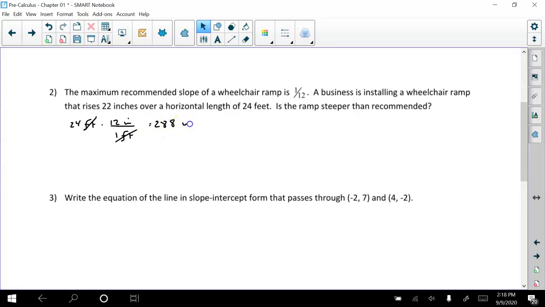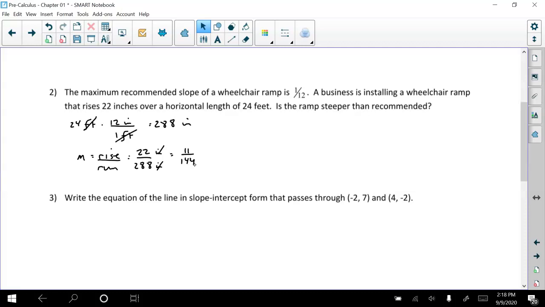288 inches. So now our slope, our rise over the run. Our rise, it's rising 22 inches over 288 inches. The units cancel out, which is good. And now we can reduce that to 11 over 144. Now we want to make sure it's not steeper than 1/12. So we want 1/12 to be the larger number.